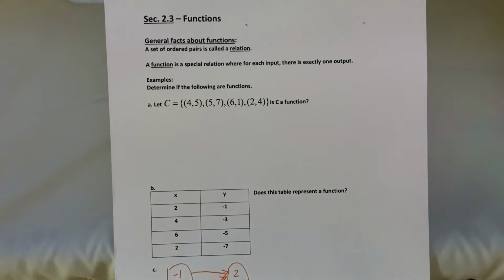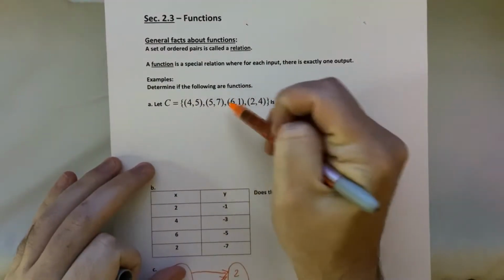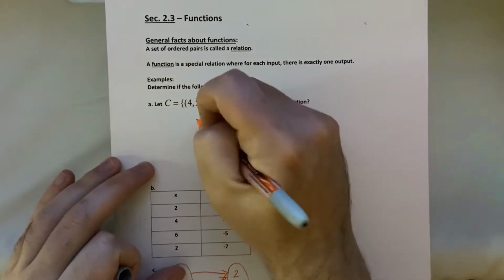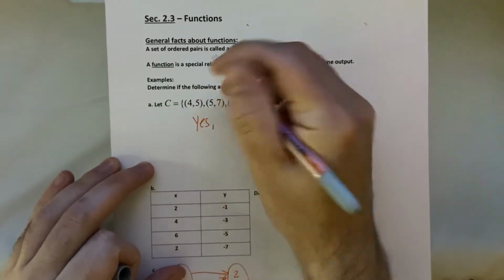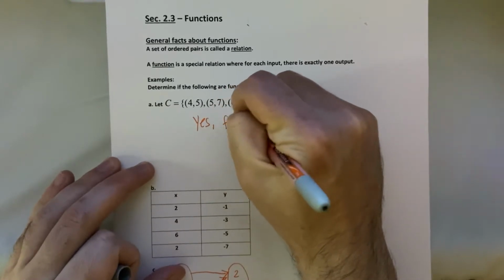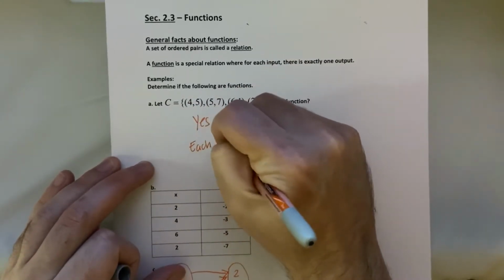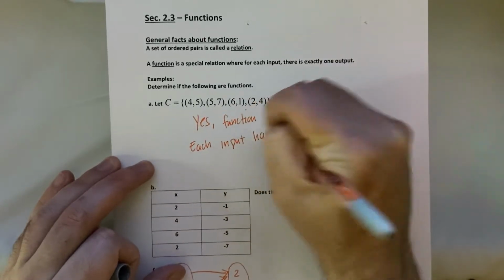So determine if the following are functions. C is (4, 5), (5, 7), (6, 1), and (2, 4). Is C a function? Well, do you see an x value repeating and going to a separate y value? You don't see that, so therefore, yes, it's a function, because as far as we can tell, each input has exactly one output.